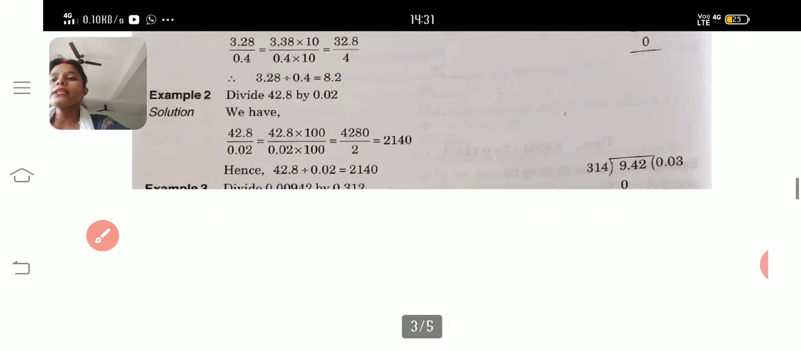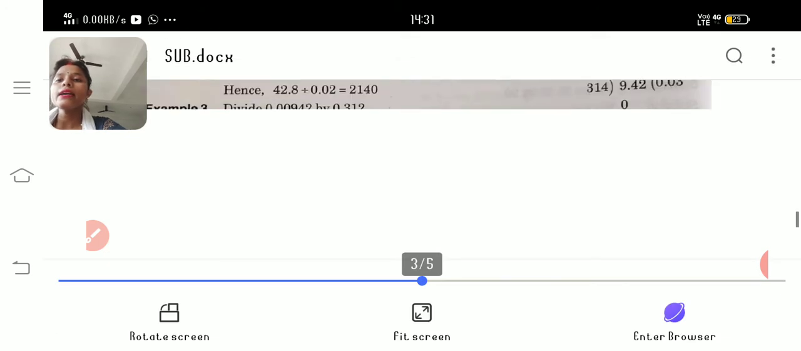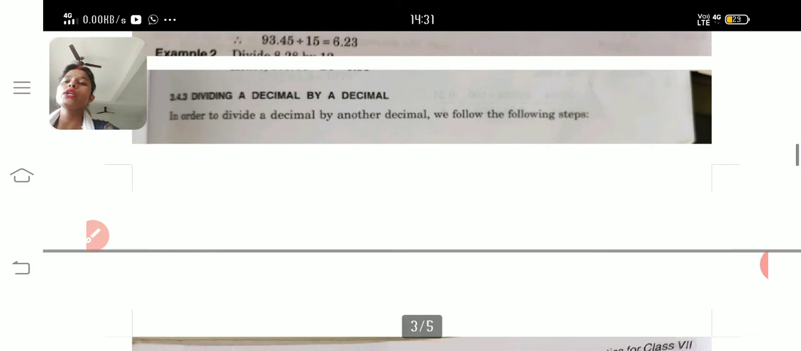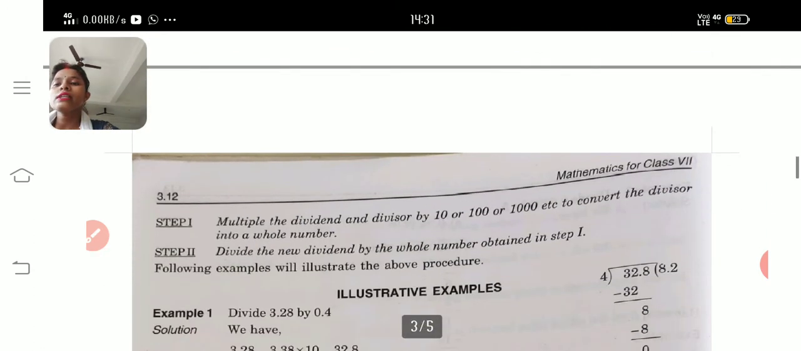The next topic is division of a decimal by a decimal. How will we divide two decimal numbers? You just read the steps. I am going to tell you the questions directly. Now how will we divide two decimal numbers?